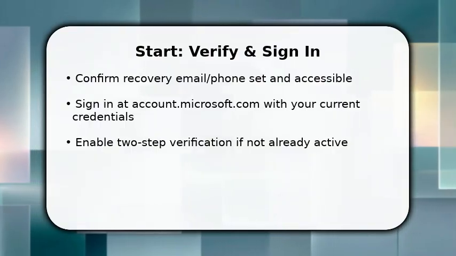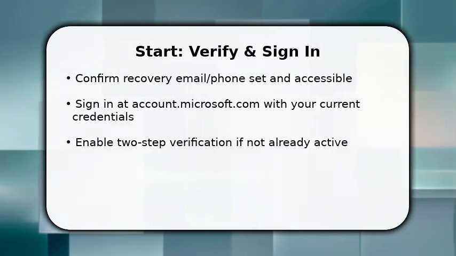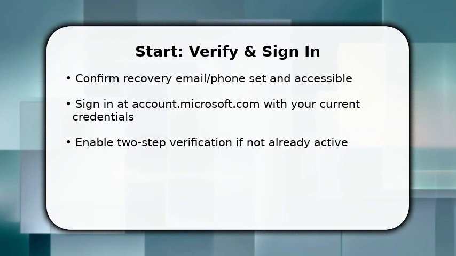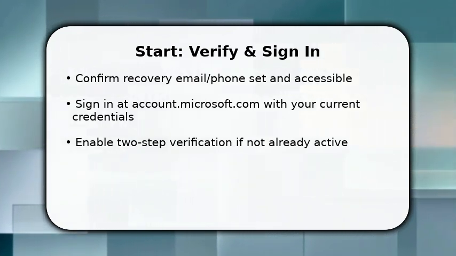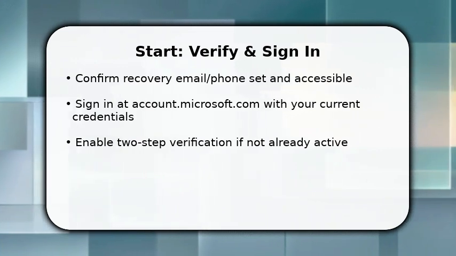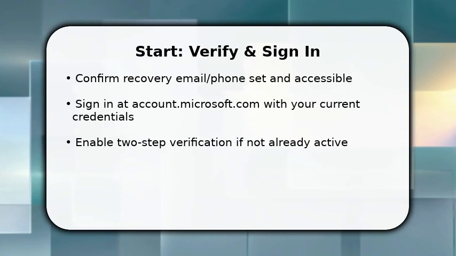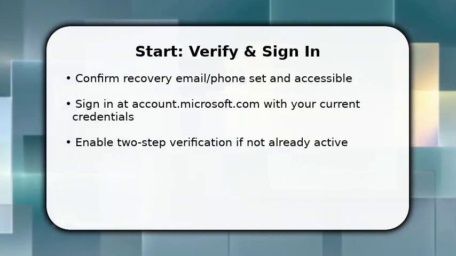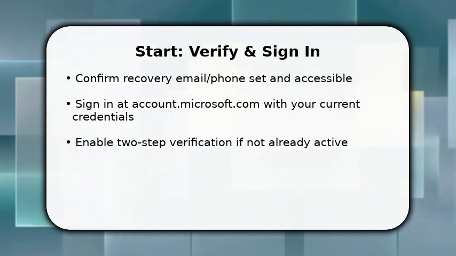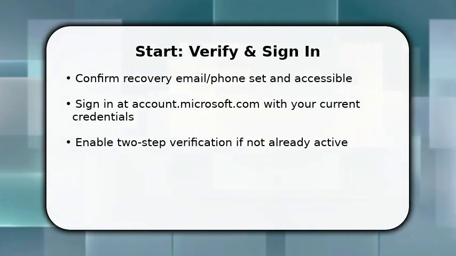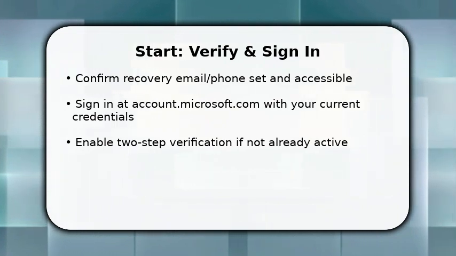You begin by confirming that your recovery email or phone is reachable, because you may need a code. Next, sign into account.microsoft.com with your current Outlook/Microsoft credentials to access security settings. This is critical to authoritatively change your password. Once signed in, navigate to Security, Password Security. Make sure your two-step verification settings are visible, since that affects the steps you'll follow. These prerequisites prevent lockout and streamline the change.